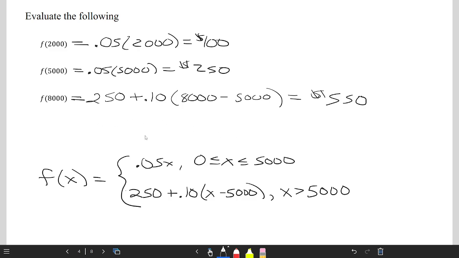So I'm going to stop this video and we're going to continue this discussion in another video, but I didn't want the video to be super long. So hopefully this gave you a good introduction to a scenario of when a piecewise function might be useful, and then be sure to watch the next video for examples on how to graph these.